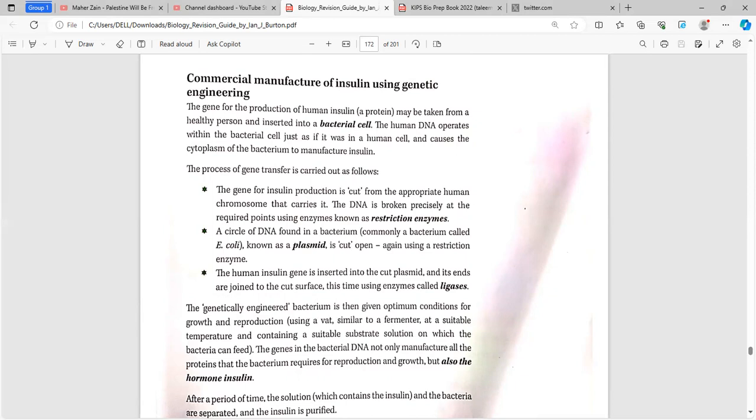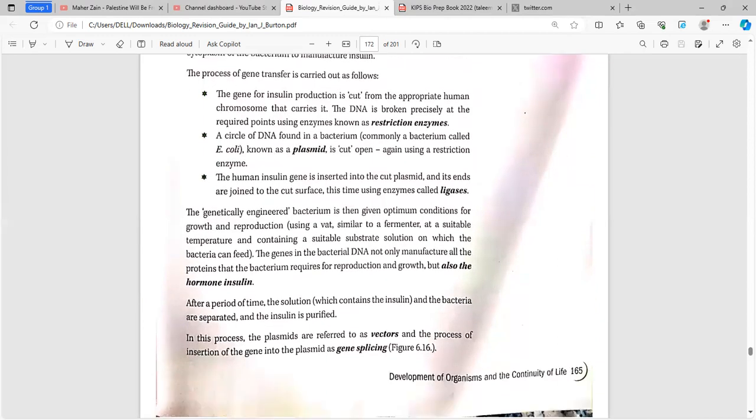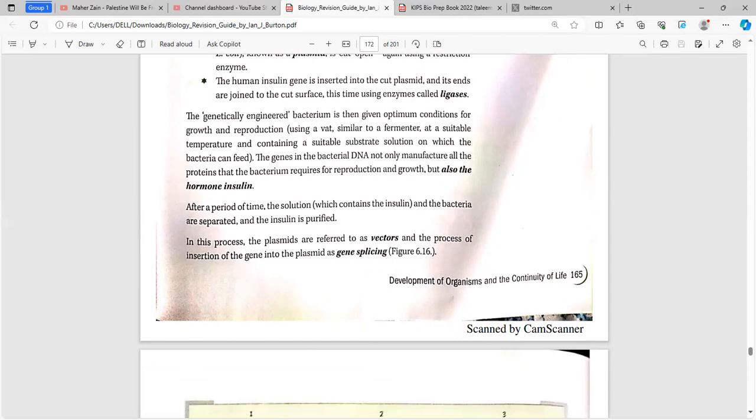After inserting the gene into the plasmid, it is then resealed by the ligases. The ligases you can remember by the term glues. They're like glues, so they join them. Now after inserting the gene into the bacteria, of course, the bacteria replicates at an extremely rapid speed, and thousands of copies of the same thing are multiplied and replicated. Therefore, the human insulin, which is required for the normal human body, is obtained rapidly.